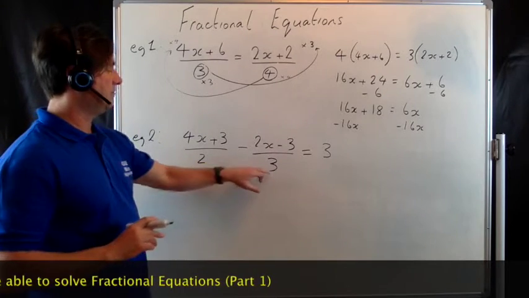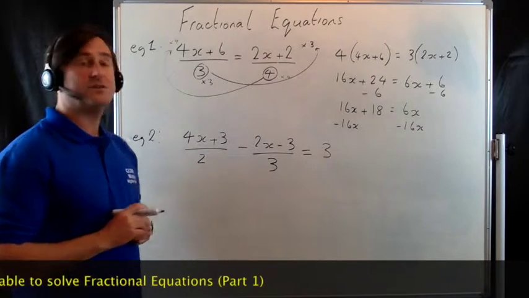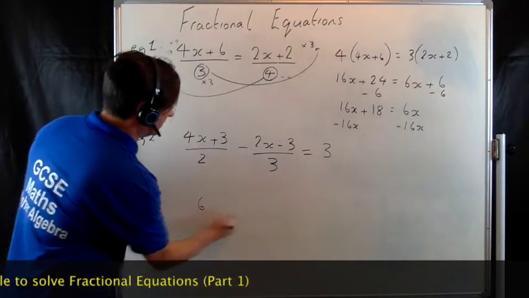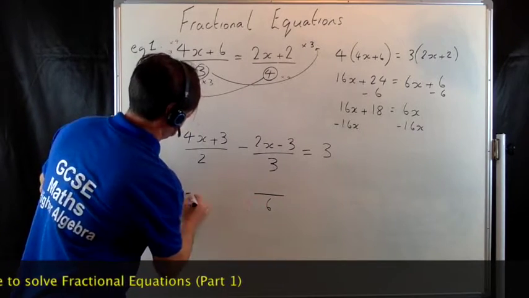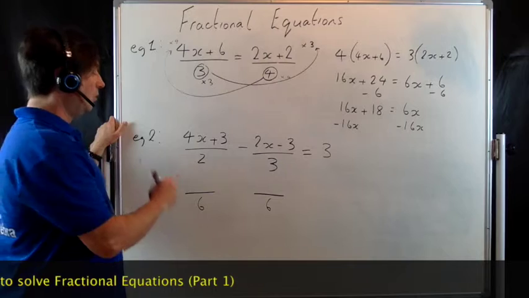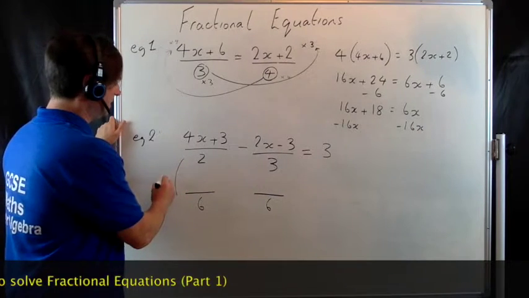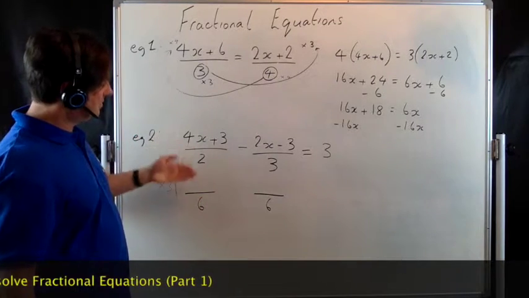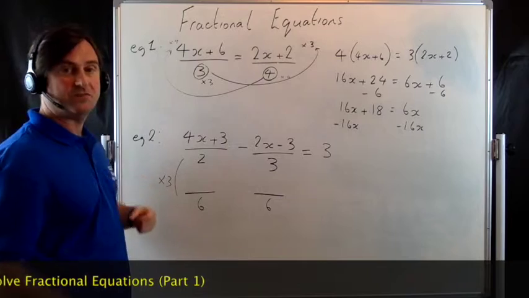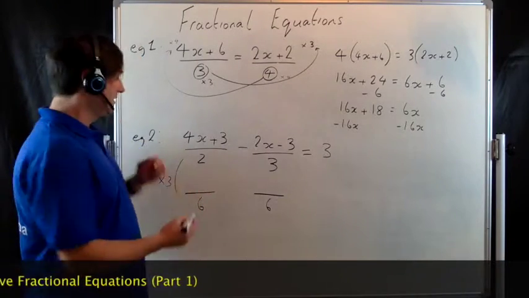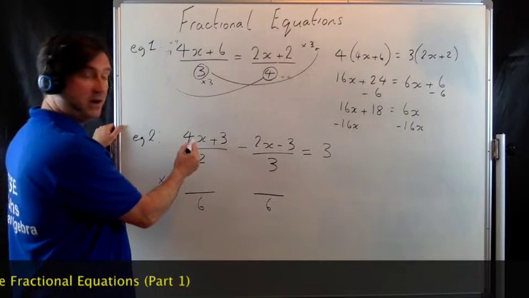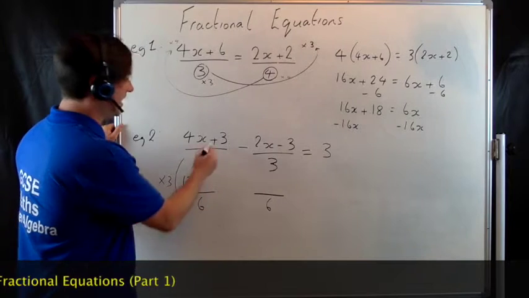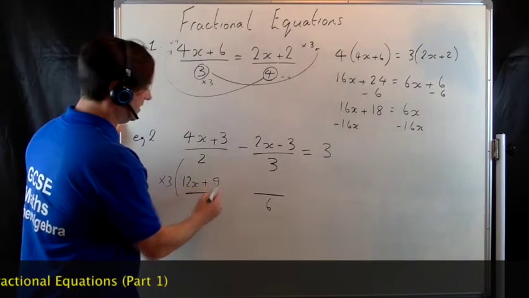So here we've got the 2 and the 3. We need to find the lowest common denominator. These both go into 6. So what I'm going to do is write 6 on the bottom as my lowest common denominator for both of those. What have I done to the 2 to get it to 6? I've timesed it by 3 because 2 times 3 gives me 6. Whatever I do to the denominator, I must do to the numerator to keep these fractions equivalent. So I'm going to multiply the top by 3. So 3 times 4x is 12x, and 3 times 3 is 9.